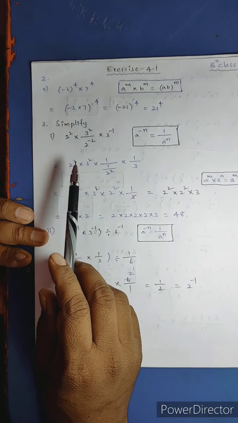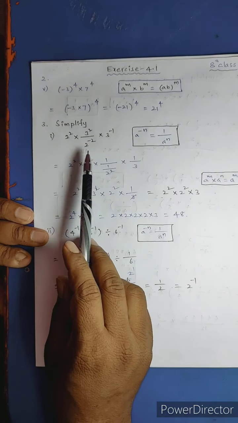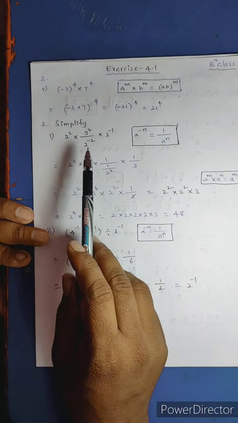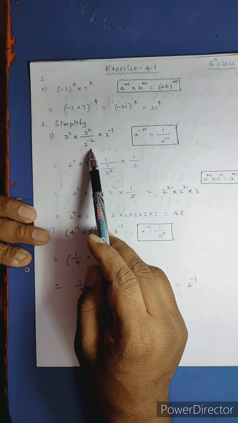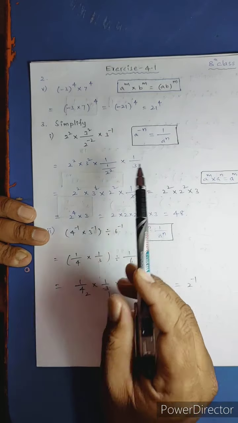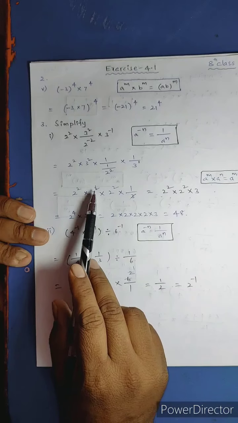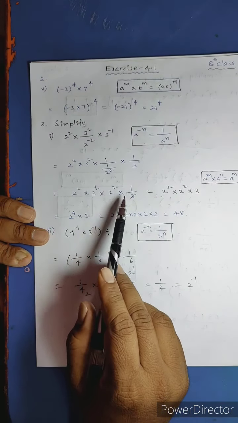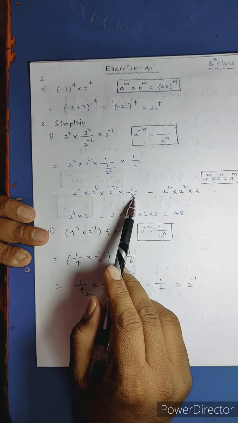Now third section, simplify. 2 square into 3 square by 2 power of minus 2 into 3 power of minus 1, or 3 inverse. 2 square into 3 square into 1 by, this one in the form of a power of minus n is equal to 1 by a power of n. So 1 by 2 square, into this one also a power of minus n, 1 by 3 power of n means 1 by 3. 2 square into 3 square into 1 by 2 square changes as 2 square by 1 into 1 by 3.